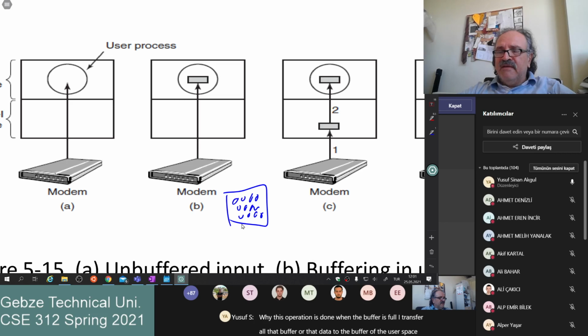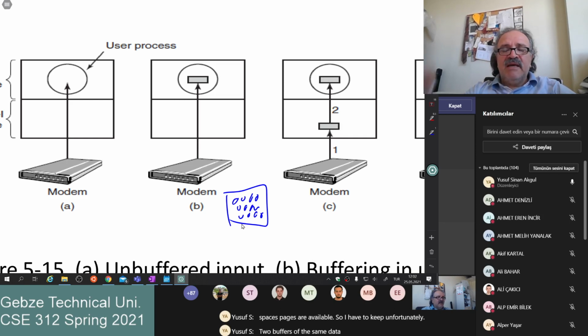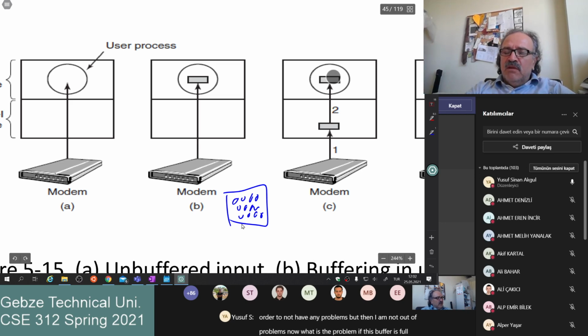When the user space's pages are available. So I have to keep, unfortunately, two buffers of the same data, in order to not have any problems. But then I am not out of problems now. What is the problem? If the user process is blocked again, and this buffer becomes full, where am I going to write the newcomers?